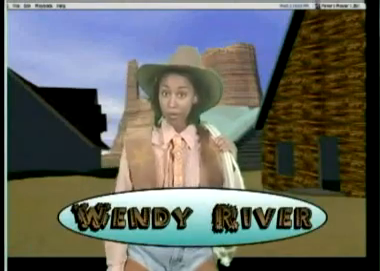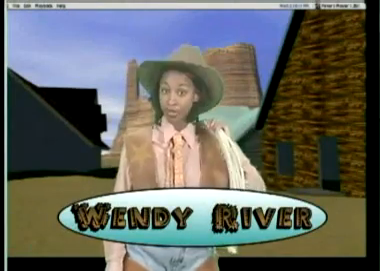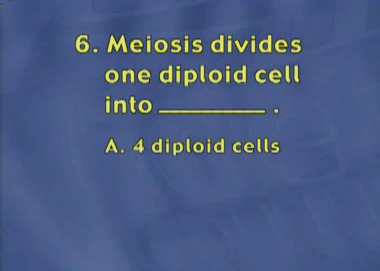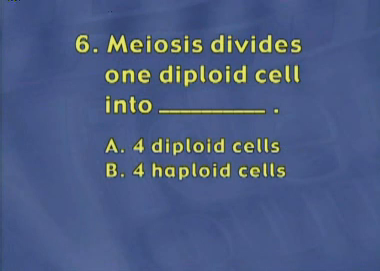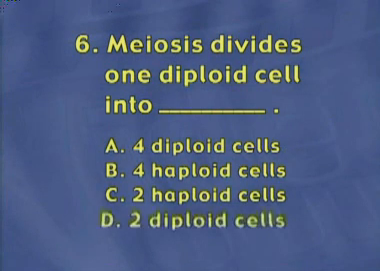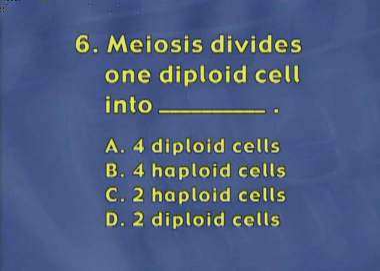Well, howdy. Before the roundup here, let's lasso up a question for y'all. Meiosis divides one diploid cell into A, 4 diploid cells, B, 4 haploid cells, C, 2 haploid cells, or D, 2 diploid cells.